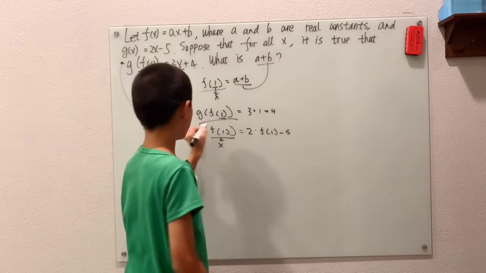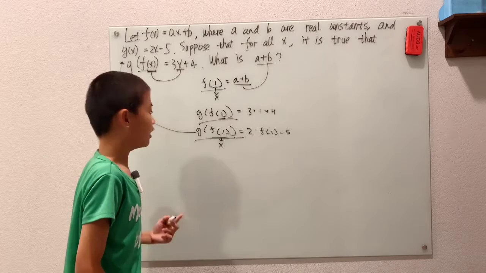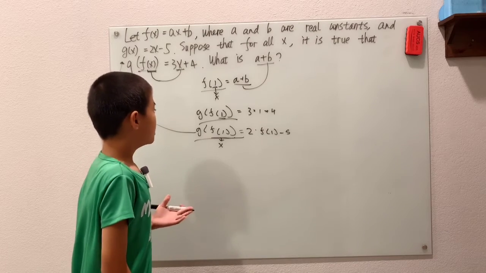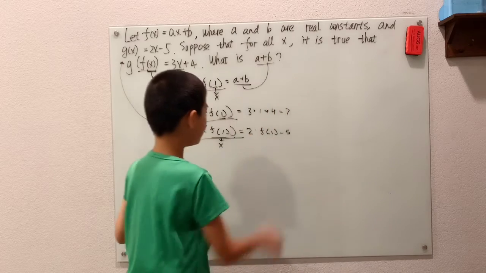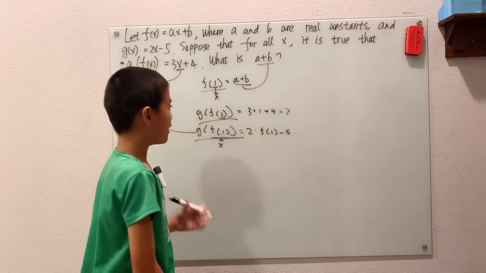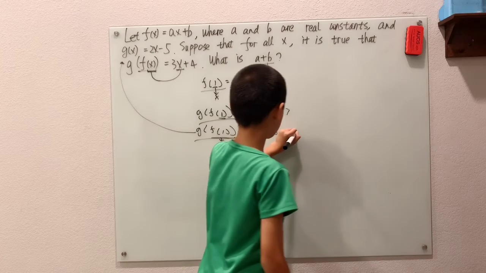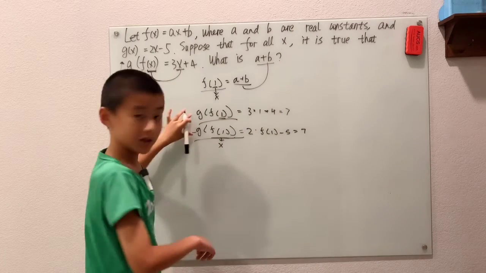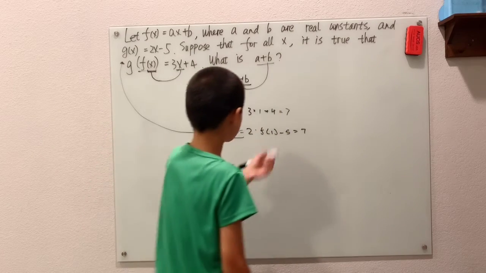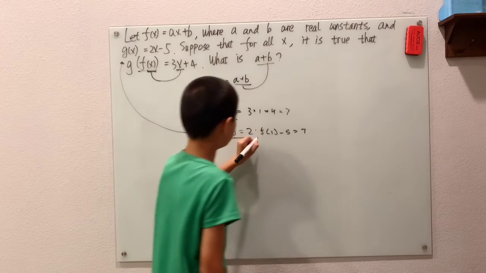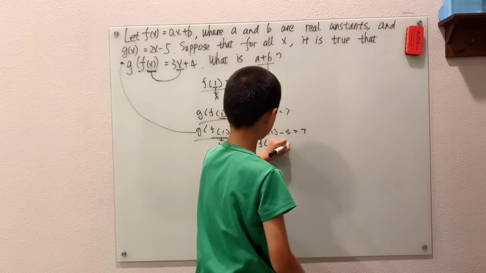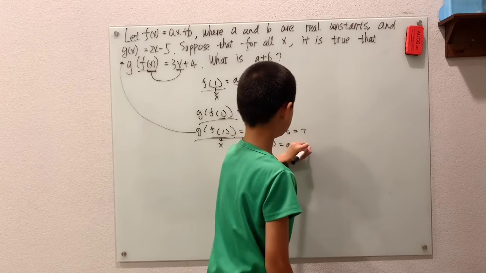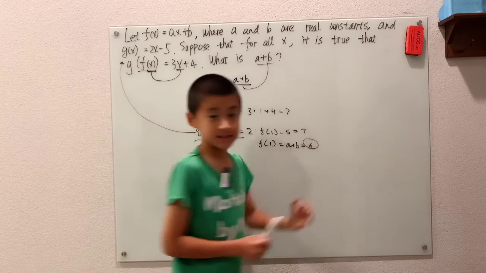Well, there's just two ways to write g of f of 1, so that means these two things, this is 7, these two things, 2 times f of 1 minus 5, and 7, must be equal because they express the same thing. So here, just add 5 and then divide by 2 to get f of 1, which we know is a plus b, is equal to 6 as our answer.